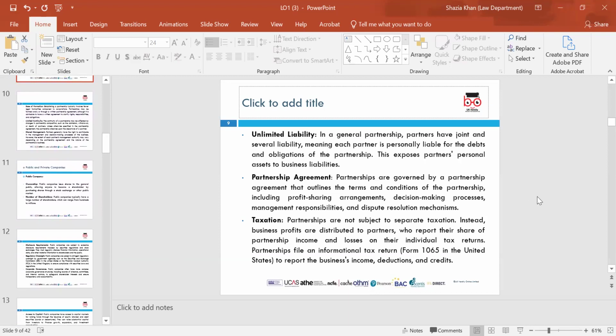Taxation. So partnerships are not subject to separate taxation. Instead, business profits are distributed to partners who report their share of partnership income and losses on their individual tax returns. Partnerships file an informational tax return, Form 1065, in the United States to report the business's income, deductions, and credits.